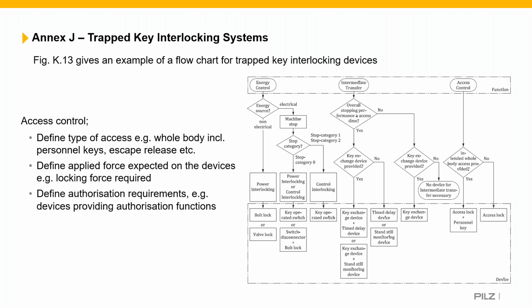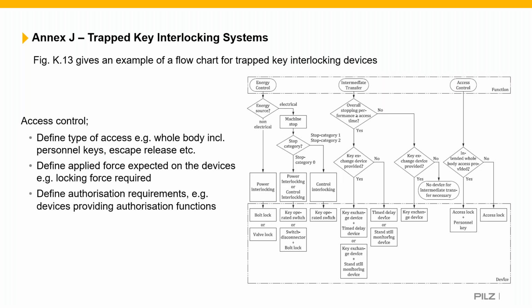And finally, we need to consider the access control. And this is where we might have something like full body access. So we need a personnel key. So again, a further key exchange at the interlock device so that we can take that in there with us. We may also need to consider an escape release mechanism that needs to be applied on the inside of the lock. So should the gate actually close and lock behind somebody, then can we have some form of escape mechanism so people can force the lock open and get out of the dangerous situation?